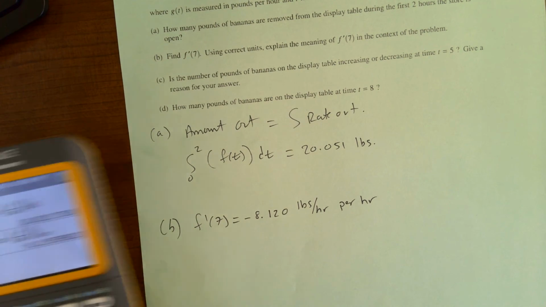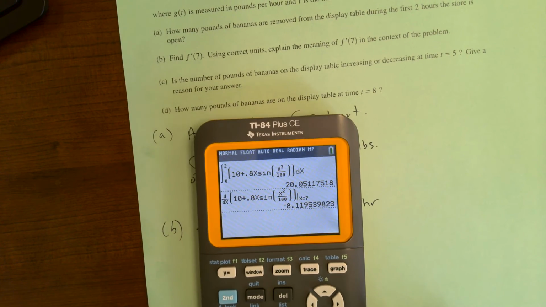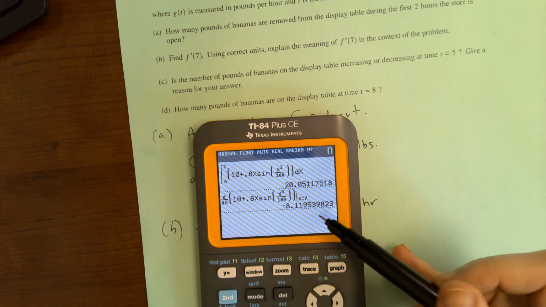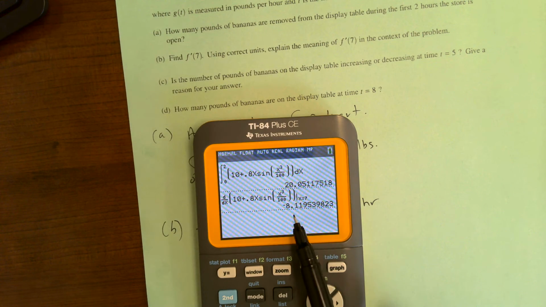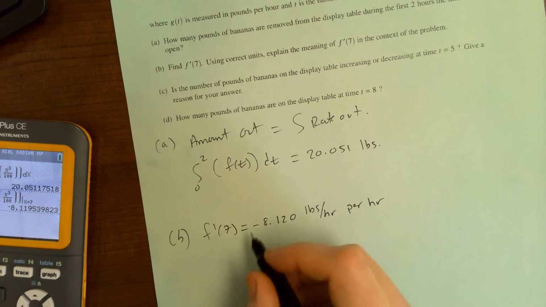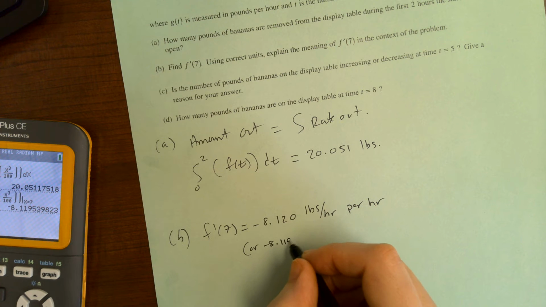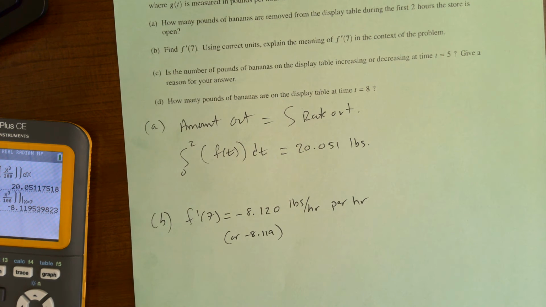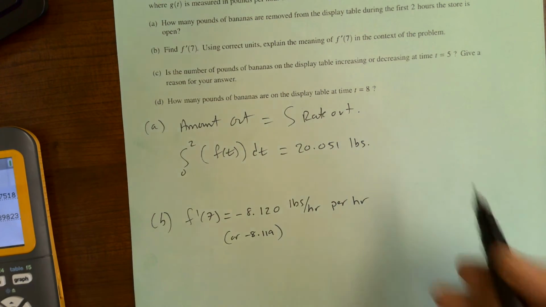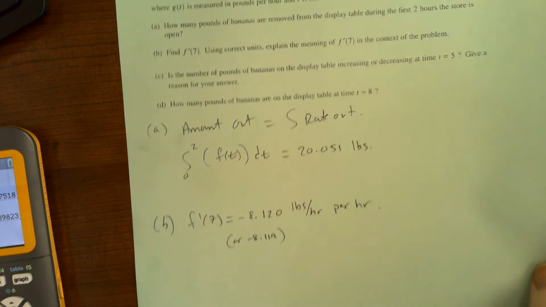Now guys, when it comes to rounding on the free response section, you could also not even round up. So if you said negative 8.119, you'd also get credit. Okay, so on a free response problem, you can round up. They want 3 decimal places, but you could round up or have it stay the same. All right, now we've got to explain the meaning of this.